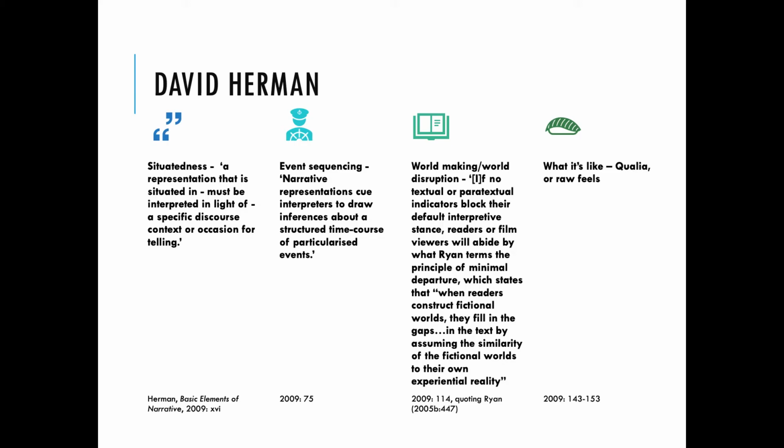His Basic Elements of Narrative is where each of these quotes are taken from. But David Herman also wrote another useful book called Story Logic, where he goes through, again, all of these different details. For Herman, there are basically four different aspects that we can look at when we're analysing a piece of writing. So, situatedness.